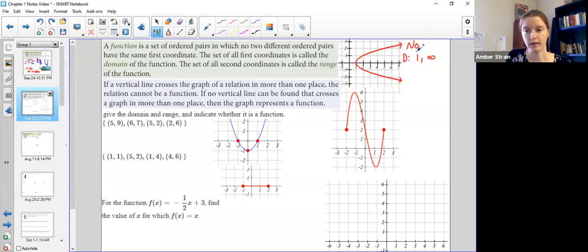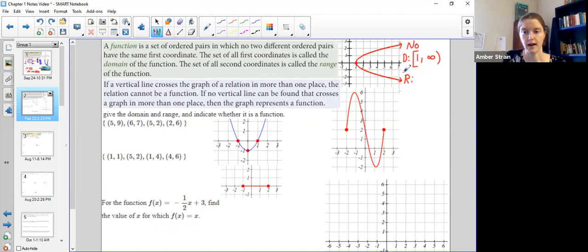Now the 1 itself is included. If it looks like it hits the 1, it does hit the 1. It's not going to get close to it but then not touch it. There's no weird math that does that. But over here where it goes forever, that's infinity. We can never actually equal infinity unless we're Chuck Norris. So we have to use the round parentheses on infinity because you can't equal infinity. So that would be our domain.